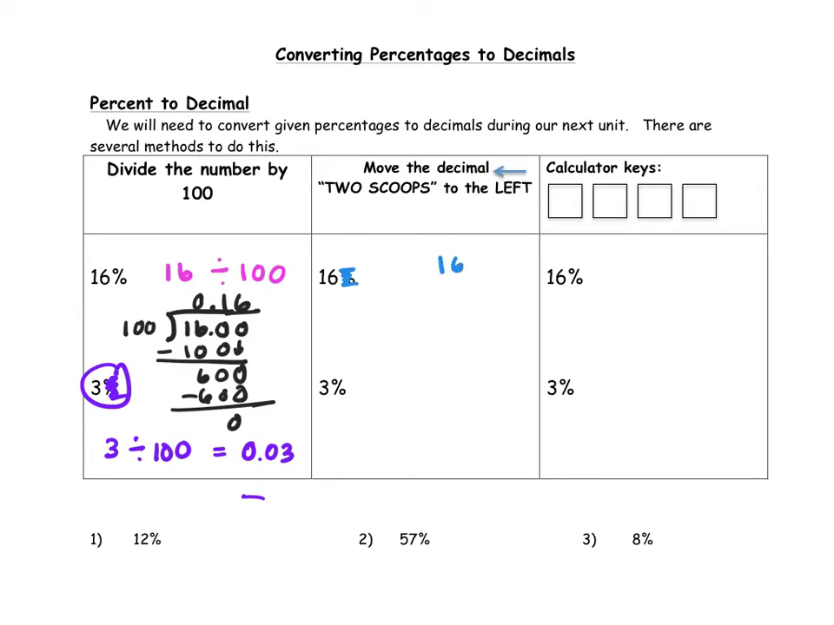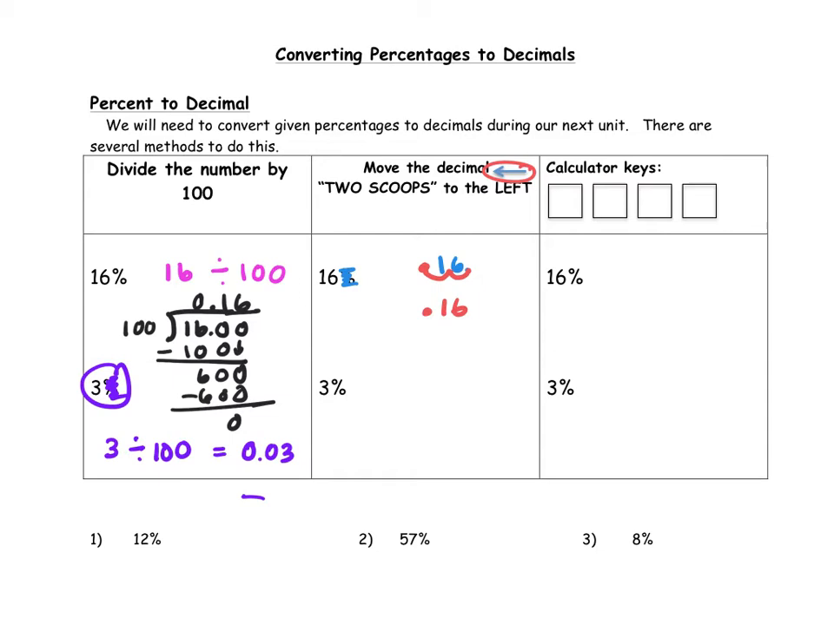But if I'm supposed to scoop a decimal, I have to know where the decimal is in the number 16. Well, any whole number has a hidden decimal at the back. We just don't write our numbers with decimals at the end if we don't need them. So now it says I'm supposed to scoop 2 scoops to the left. So I'm going to go backward once, and to the left again, twice. And now my decimal is here. So I'm going to write 0.16.